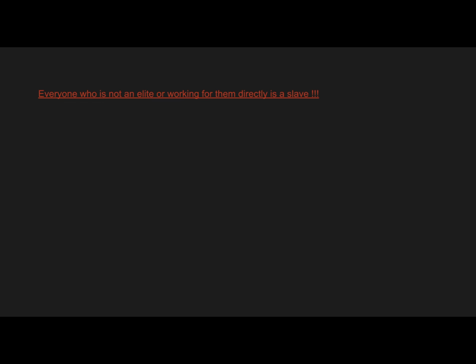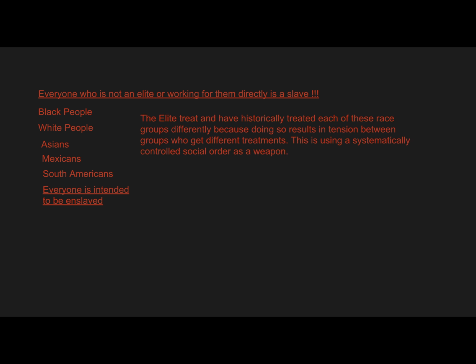Everyone who is not an elite or working for them directly is a slave to the elite. There's no question about it. Black people, white people, Asians, Mexicans, South Americans, everyone is intended to be enslaved by the elite. There are no exceptions. Everyone is intended to be enslaved by elite people. The elite treat and have historically treated each of these race groups differently because doing so results in tension between groups who get different treatments.